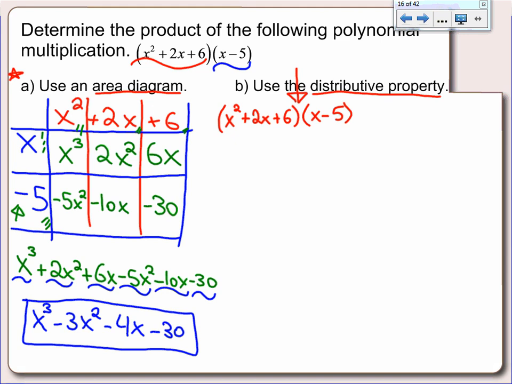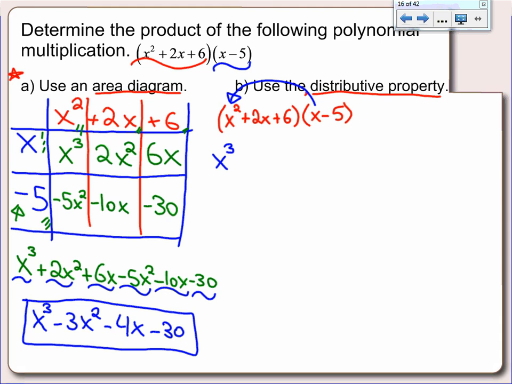Okay, distributive property. So how distributive property works is you take your polynomial, whichever one you want. I'm going to use x minus 5. You take the very first thing in x minus 5, and you distribute it all the way across to the first thing in the other polynomial. And when you distribute it, you times those things together. So my first multiplication here is x times x squared, which gives me x to the power of 3.